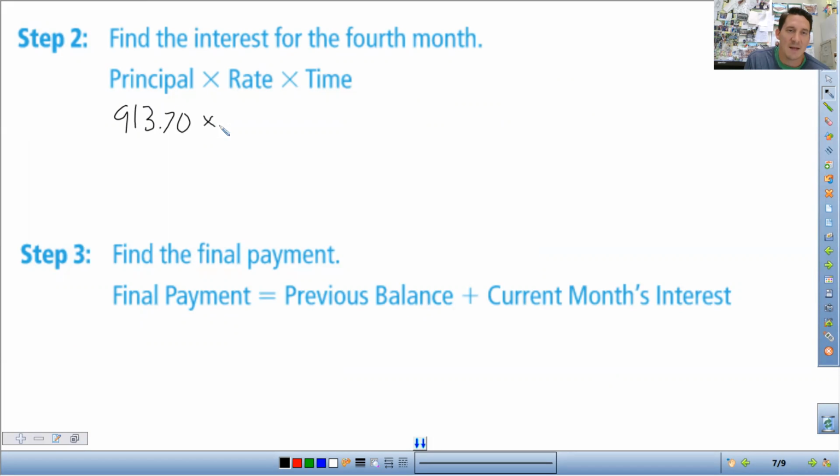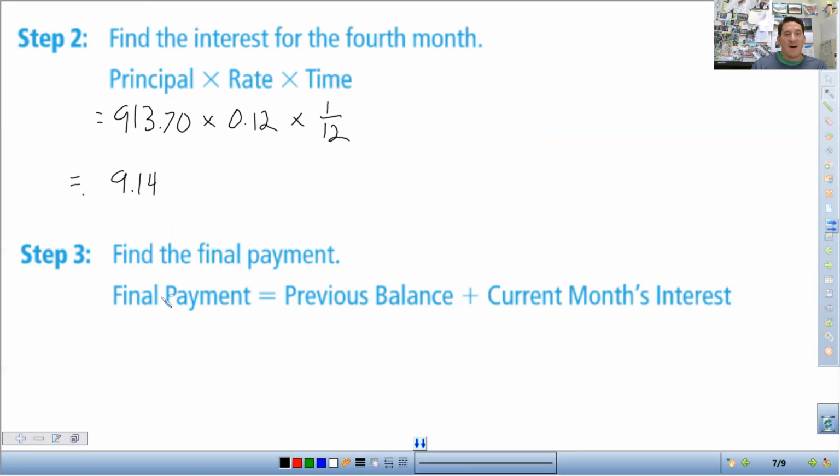$913.70 times the rate, which was 12%, so as a decimal that's 0.12, times the time. Remember, the unit for time is years in this problem. We're only calculating the interest for 1 month, and a month is 1/12 of a year. So we put that in. When we work that out, the interest comes out to $9.14 when you multiply it all out.